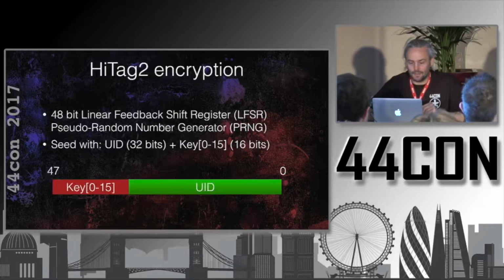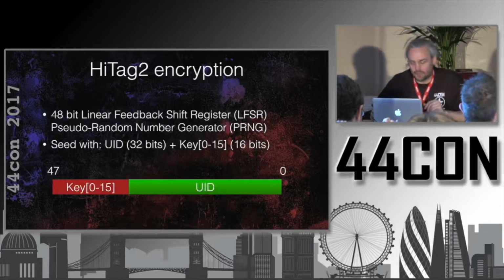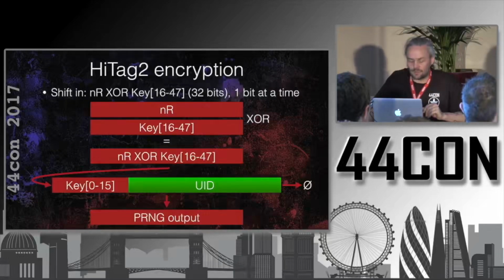So here's the PRNG being seeded. It starts with the UID in the lower 16 bits of the key. The reader invents a nonce. It XORs that with the upper 32 bits of the key and shifts it in 1 bit at a time. And as it does it, it gets PRNG output.